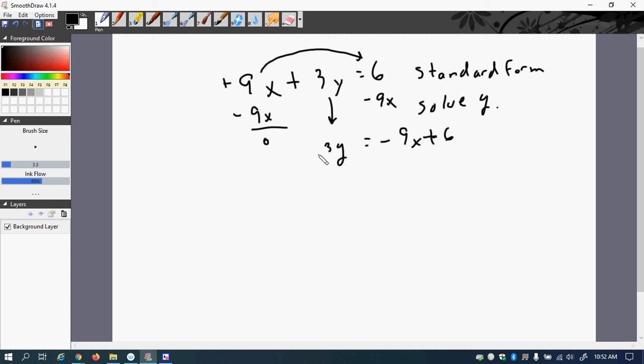And now I see that the 3 is being attached to the y by multiplication, so I'm going to divide by 3, but I'm going to do it to every term. Okay, 3 divided by 3 is 1, so 1 times y is y. A negative divided by a negative is positive. Negative 9 divided by 3 is negative 3x, and 6 divided by 3 is 2. And so now I've actually solved this equation for y.